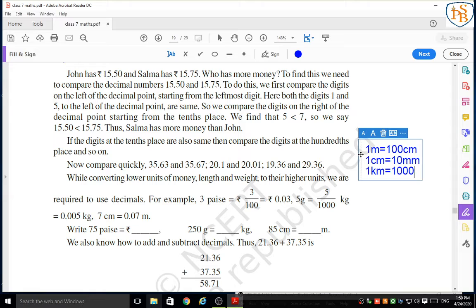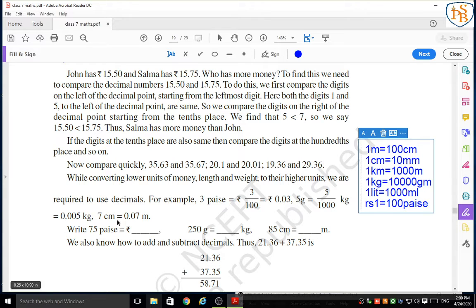Okay, the next one is 1 kilogram is equal to 1000 gram. 1 liter is equal to 1000 milliliter. Rupees 1 is equal to 100 paise. Do you get this, students?